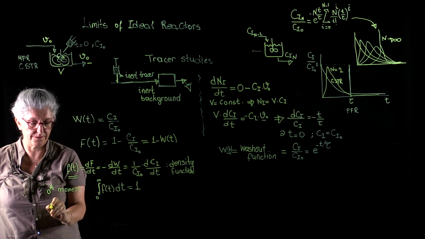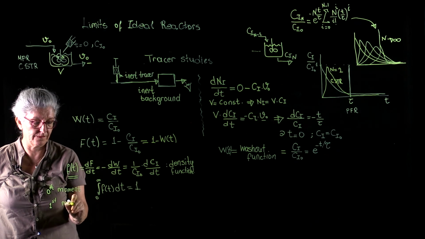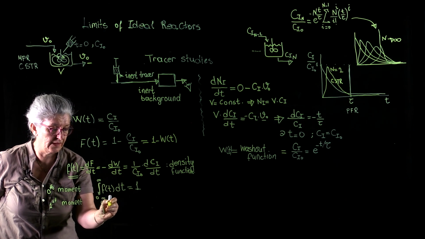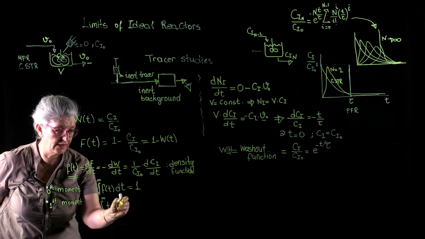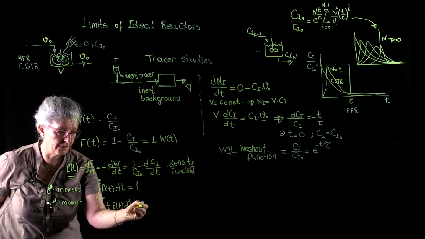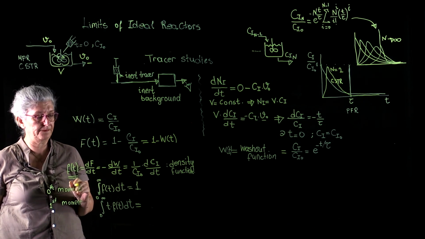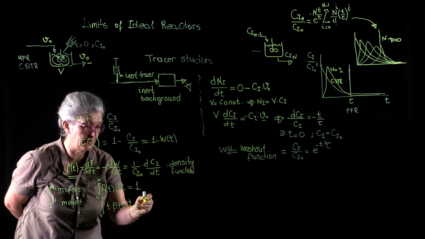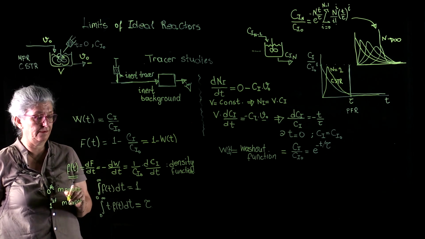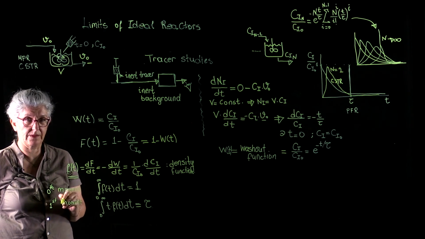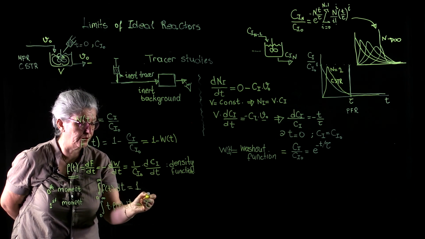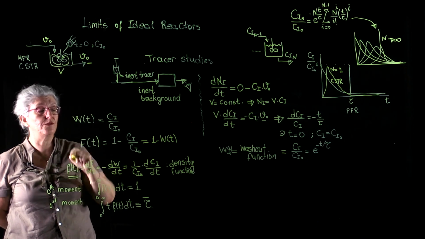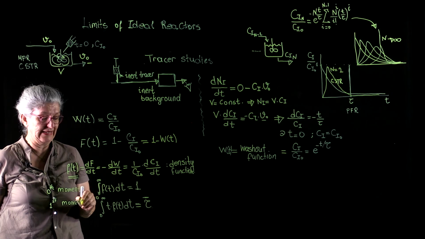The first moment is the integral between 0 and infinity of t times f of t dt. So this gives us the mean residence time of the fluid in the reactor. I'm going to put a bar here, tau bar, in order to differentiate this residence time from this residence time, V over V0. This is going to be somewhat different.